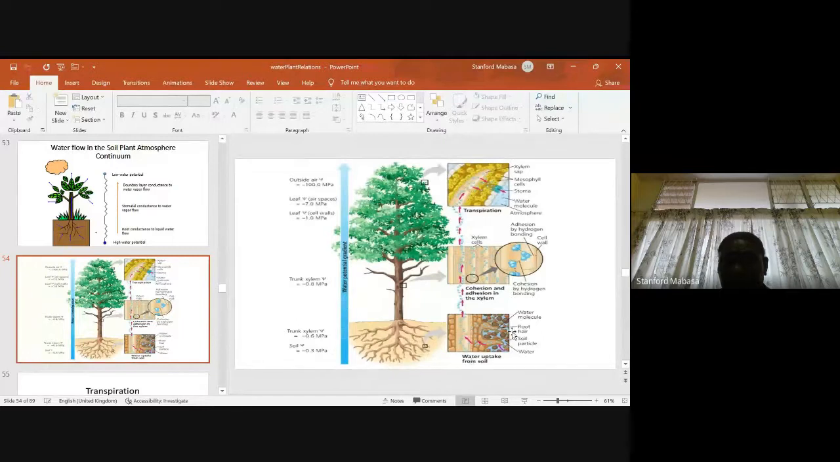Later on, I will be talking of some of the details as we move. In fact, this slide summarizes what basically we are going to talk about. So when we have finished this topic, if you want a summary of what we have talked about under transpiration, you will get it on this slide, everything.